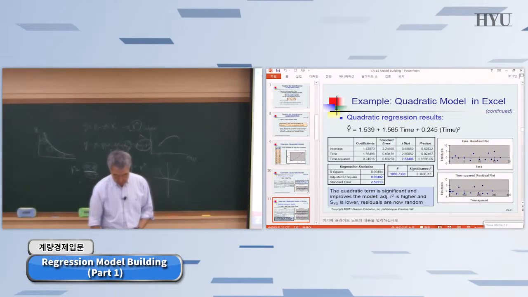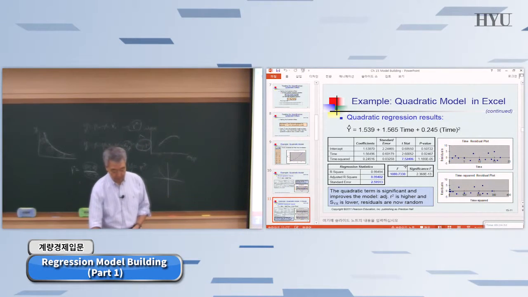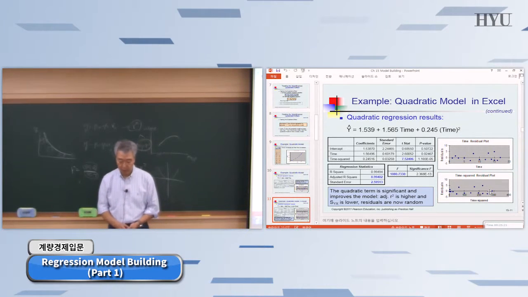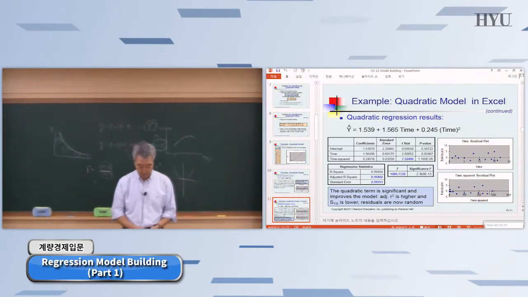So the second time you include the square term, time and time squared, and run the regression, and look at the residual plot. The residual plot looks pretty random. You don't see any clear pattern there. The residual plot against the time and against the time squared both look pretty good, pretty random, no clear pattern.